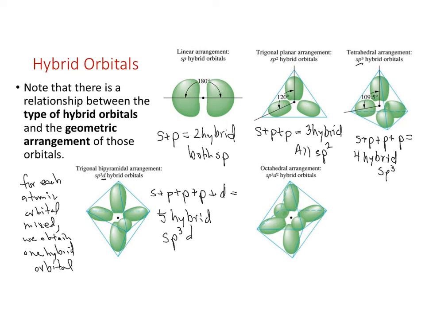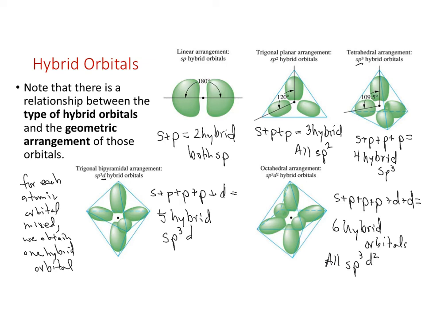If I need 6 electron domains, I'd have to just mix in 1 more d orbital, so it would be s plus 3 p orbitals and 2 d orbitals. That would create 6 hybrid orbitals that are all sp3d2.